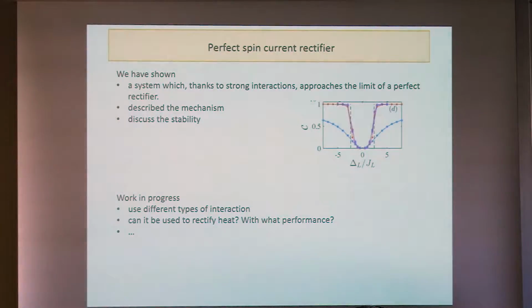So we have shown that you can have very strong interactions, and due to these interesting many-body effects, we described the mechanism and discussed the stability. What are we doing now? We want to use different types of interactions and see if we can get even better performance, especially when we have heat buffs. Here there were many buffs. We want to use heat buffs, and we are already in progress. So stay tuned, and hopefully there should be new results soon.